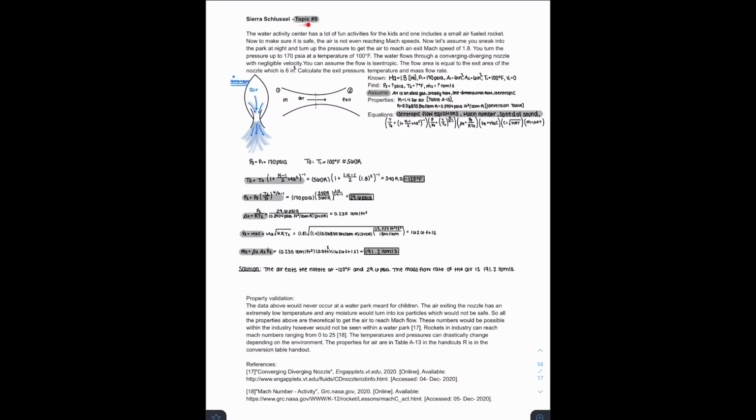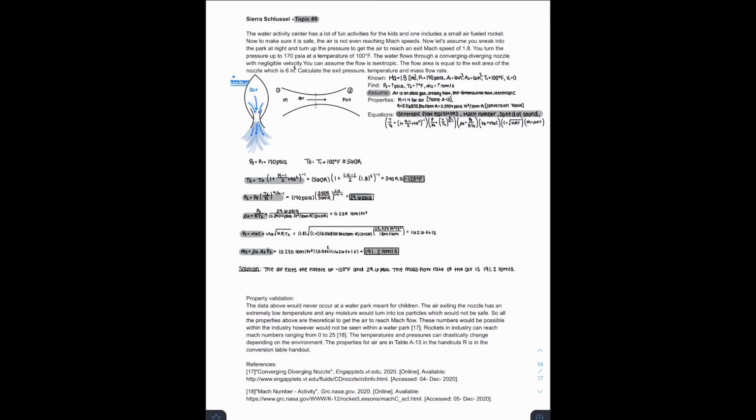In this problem, we cover topic 9, compressible flow. We have a rocket here using a converging diverging nozzle using air. So we need to solve for our final pressure, our final temperature, and our final mass flow. We can assume air is an ideal gas that has steady flow, one-dimensional flow, and is isentropic, so we can use the isentropic flow equations.